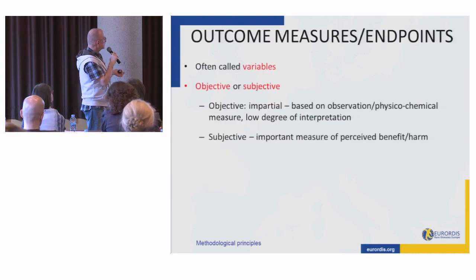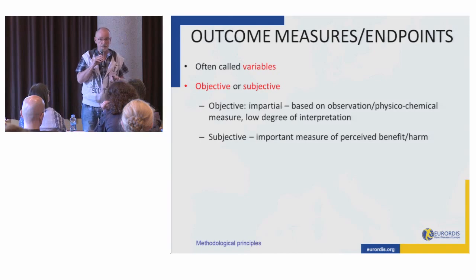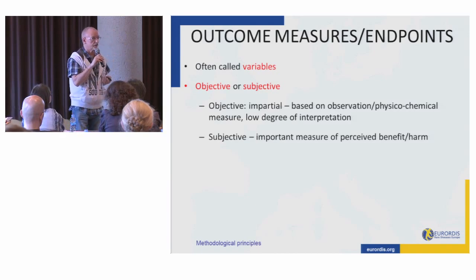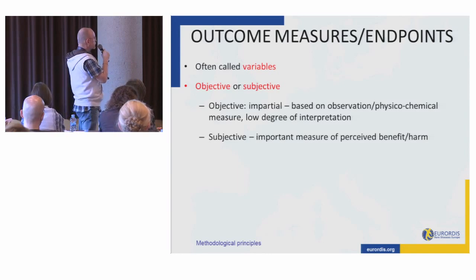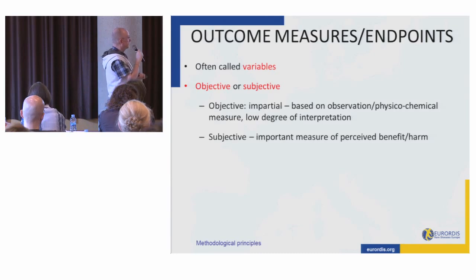When we talk about outcomes, you will often see that we talk about variables. We talk about variables because the outcomes can have different values. They're variable. They can be objective or they can be subjective. Now, this doesn't entail any intention to say that a subjective endpoint is not a good endpoint. On the contrary, they are used usually as mutually supportive endpoints.